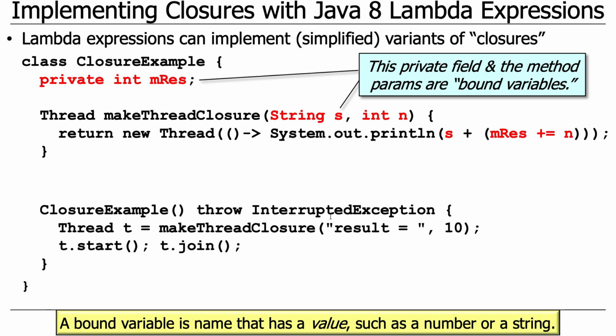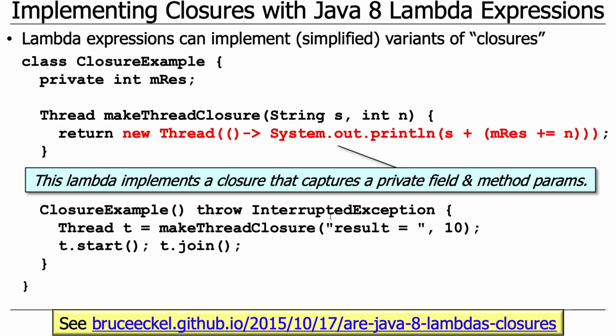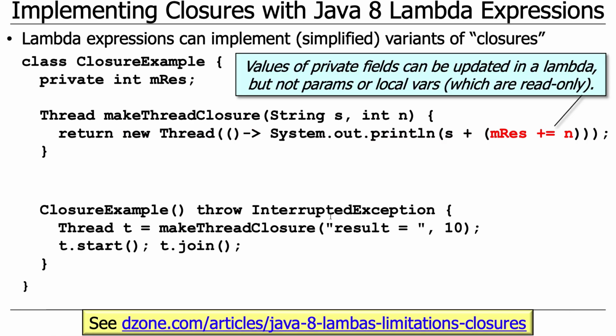We're going to use this to create a closure. This Lambda expression implements a closure that captures the value of this private field and the method parameters that are passed to the makeThreadClosure factory method. Now, here's the interesting little trivia thing. This is why Java 8 Lambda expressions are not quite as powerful as arbitrary closures.